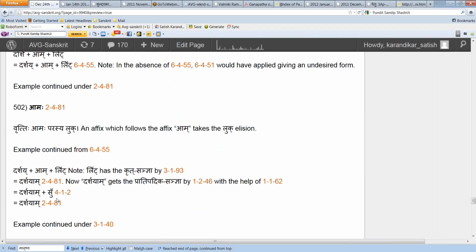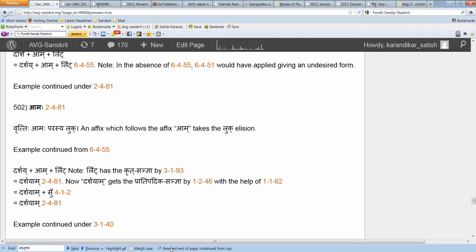So one more time. We had darshayam lit. By amaha, the lit pratyaya took luk elision. But lit has a sanya of krut by krud ating. And by pratyay lope pratyay lakshanam, krut taddhita samasascha, we have to bring the pratyaya su now, because of the pratipadika sanya. Then we apply amaha again, because amapurasya luksyat, and we remove that su pratyaya and we get darshayam as a subantam padam.